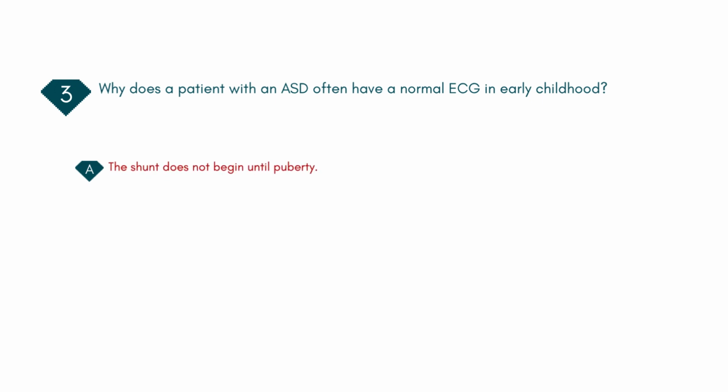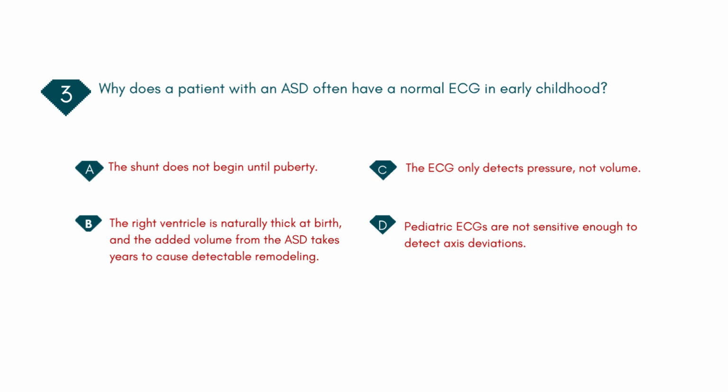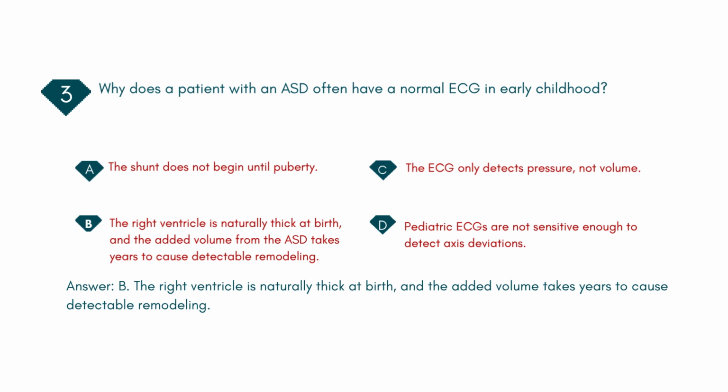Why does a patient with an ASD often have a normal ECG in early childhood? A. The shunt does not begin until puberty. B. The right ventricle is naturally thick at birth, and the added volume from the ASD takes years to cause detectable remodeling. C. The ECG only detects pressure, not volume. D. Pediatric ECGs are not sensitive enough to detect axis deviations. Answer: B. The right ventricle is naturally thick at birth, and the added volume takes years to cause detectable remodeling.